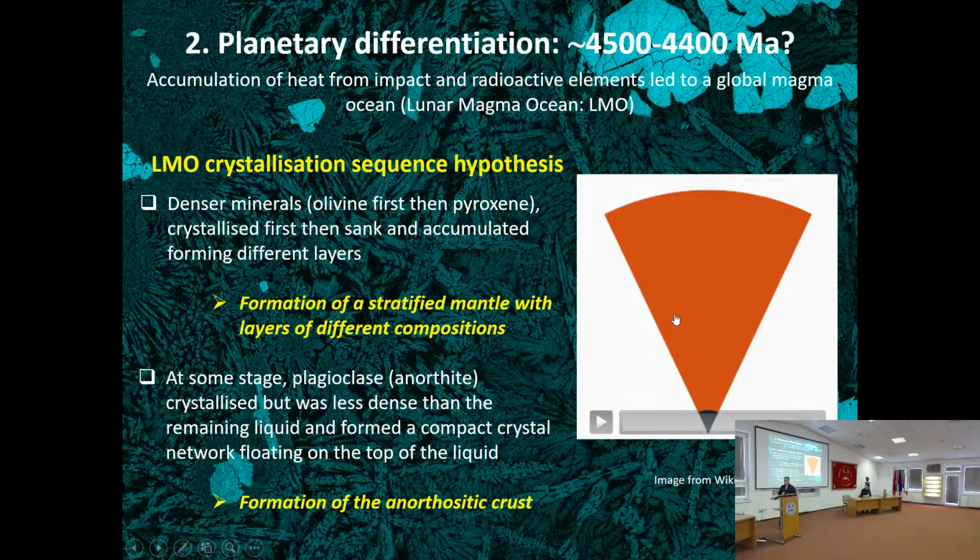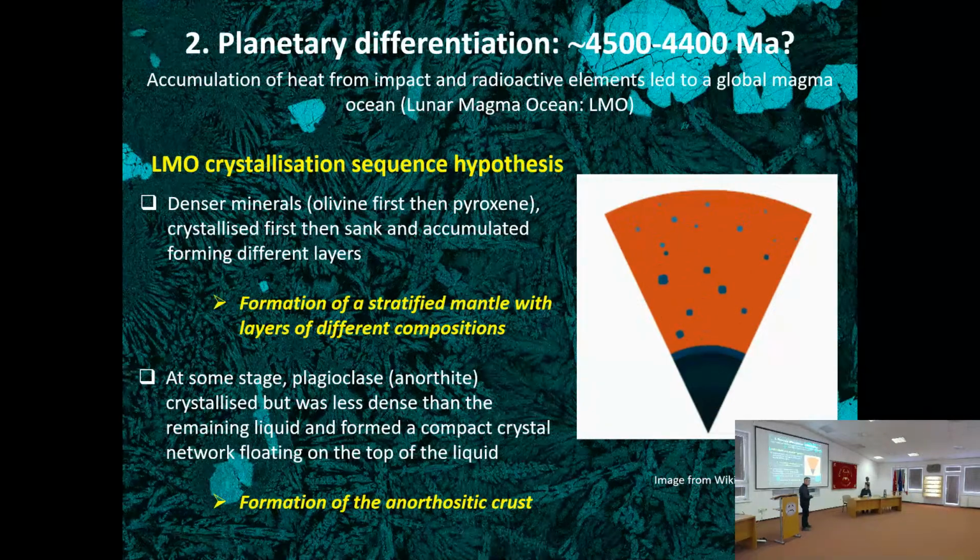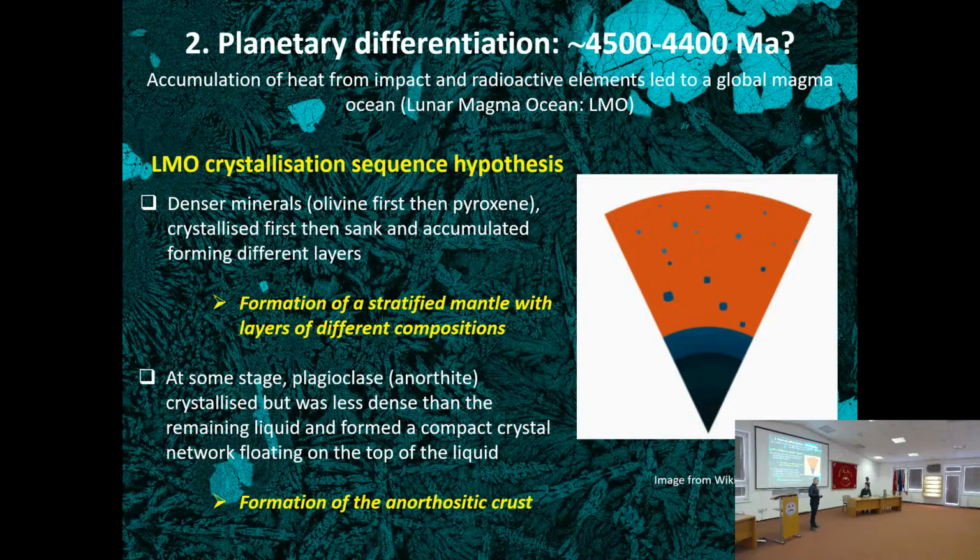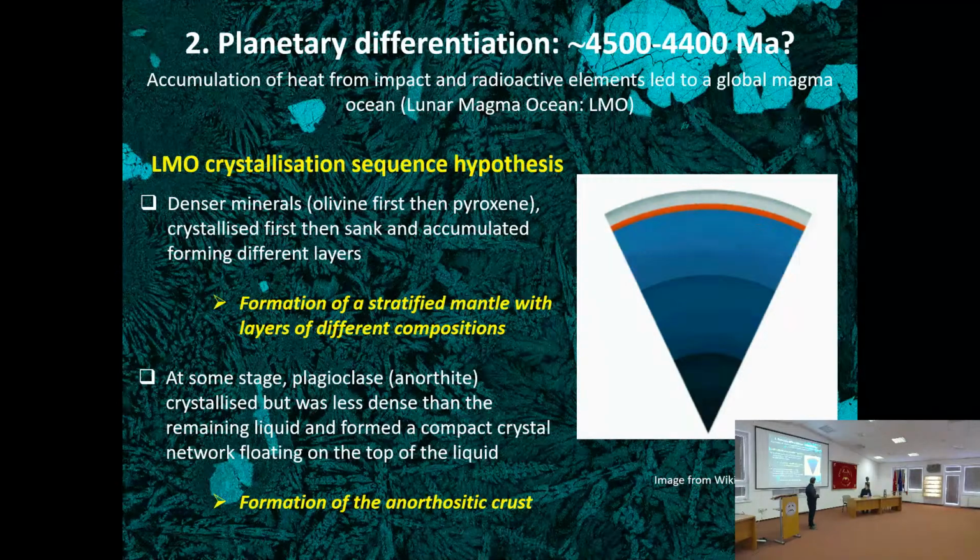Can you play the little animation? So basically what happened, we start forming minerals containing magnesium and iron. And then, starting with olivine, then we have formation of pyroxene. They sink into the liquid because they are denser, and they form different layers.